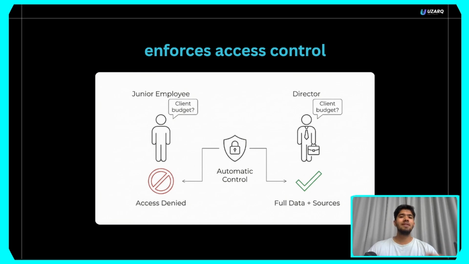So a junior level employee can't access something that's confidential. If they ask something that's confidential, like the budget or something like that, they do not get the answer to it. Whereas when the directors or executives ask the same questions, they do get answers to that question.